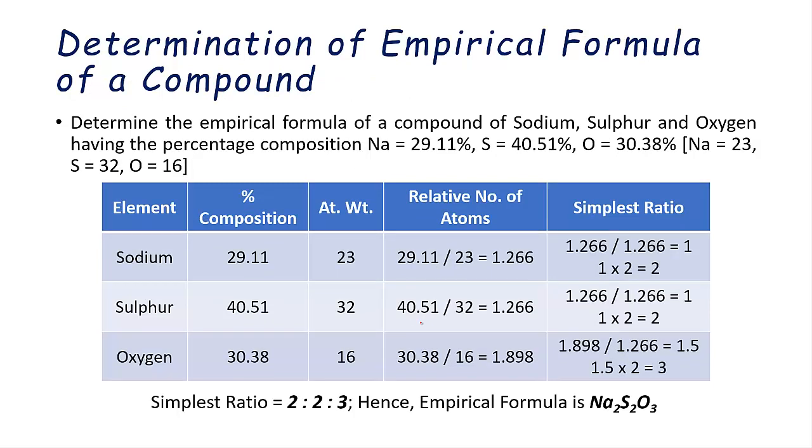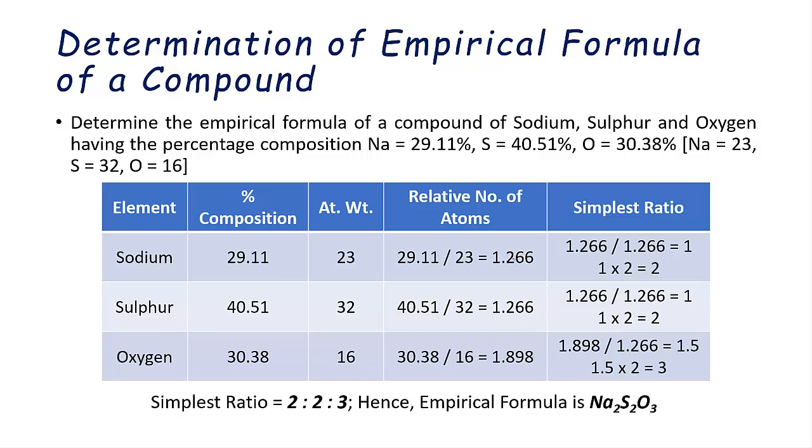Let's take an example: determine the empirical formula of the compound of sodium, sulphur and oxygen having the percentage composition sodium 29.11%, sulphur 40.51% and oxygen 30.38%, where the atomic weights are given. Now let's create this table. Element is sodium, percentage composition is 29.11, atomic weight is 23. So the relative number of atoms will be 29.11 divided by 23, which comes out to be 1.266. Now again do similar steps for sulphur and oxygen. So we get 1.266 and 1.898.